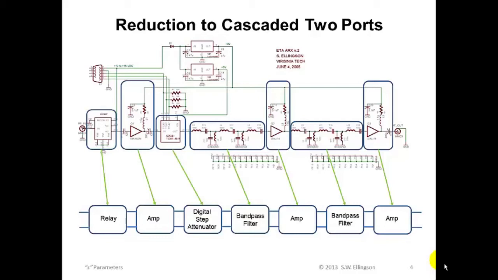And I'll come up with a more precise definition of what we mean by two-port pretty soon, but that'll do for the moment. In this case, the two ports that I have described here are a relay, an amplifier, a digital step attenuator, a bandpass filter, another amplifier, another bandpass filter, and yet another amplifier.